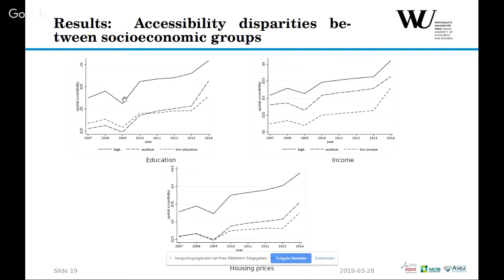So looking at the three graphs, we find that the good news is that accessibility improved over time for all socioeconomic groups, but we can clearly see that accessibility is much higher in better off neighborhoods, and this pattern does not change over time.